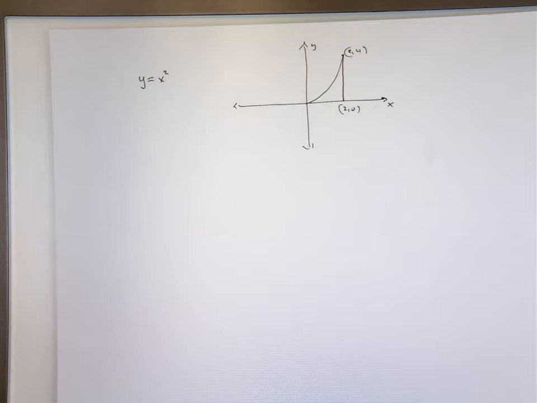So the distance is from 0 to 2? Yep. The point on top of that, is that 2, 4? The point 2, 4. Yep.